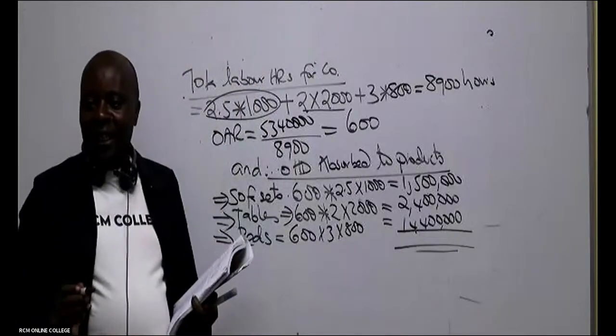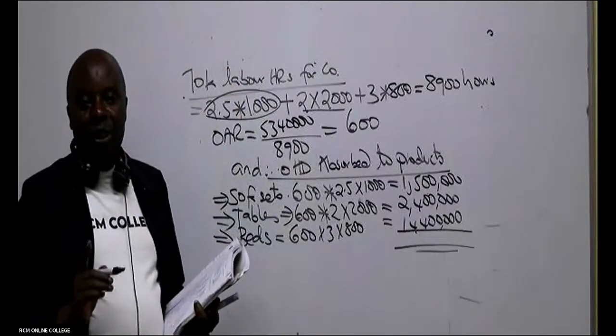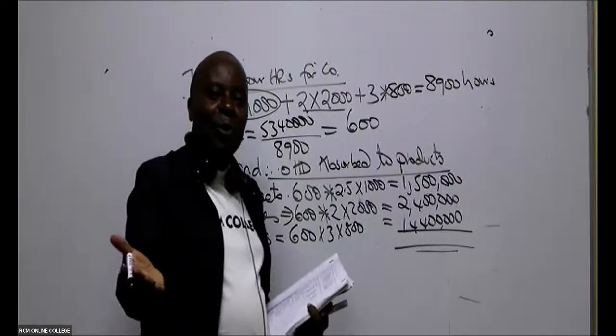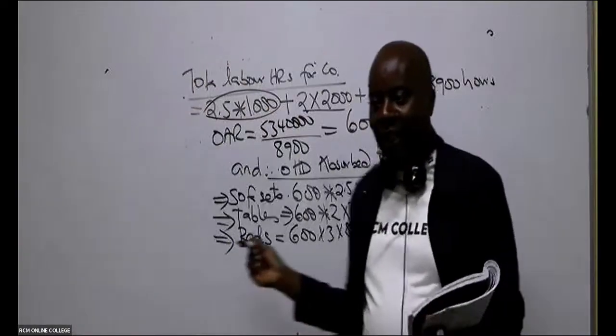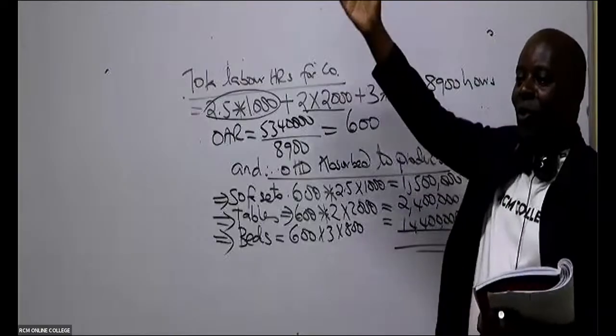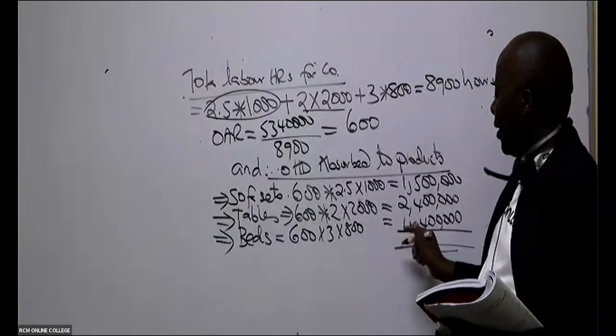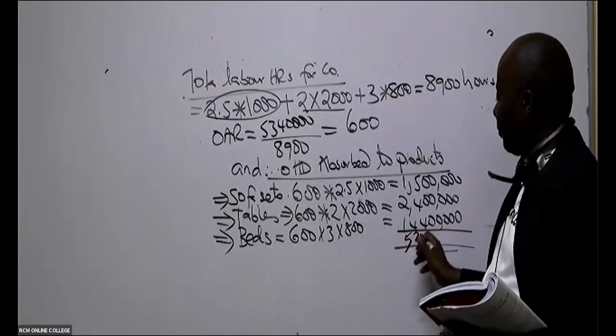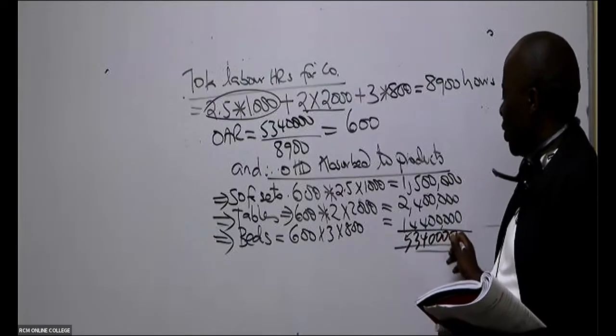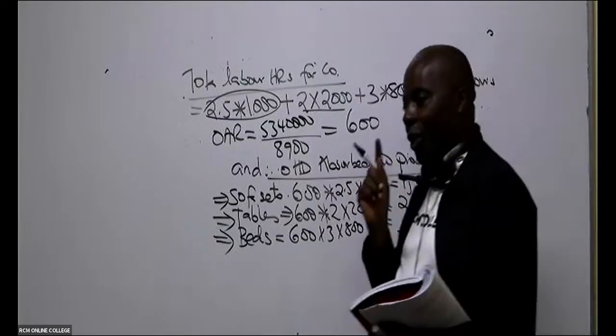You've already done that. So that is how you get to mark yourself. Imagine if, for example, you got like 900,000 here, and you are apportioning the whole 5340. So if you add, you are getting 5340. Thank you so much.